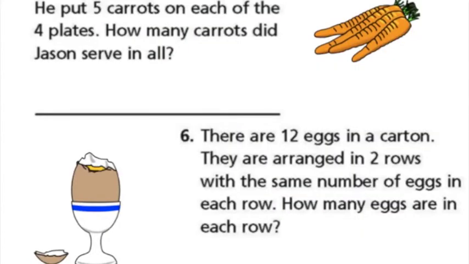To whet your appetite, I've given you a couple problems right here, and these 2 problems are using the story problems. See if you can figure out how many carrots Jason served in all, and how many eggs are in each row. And stop the video and see if you can do these 3 problems. Find out how many stamps Cindy used, and then figure out 7 times 5 and 10 divided by 5.